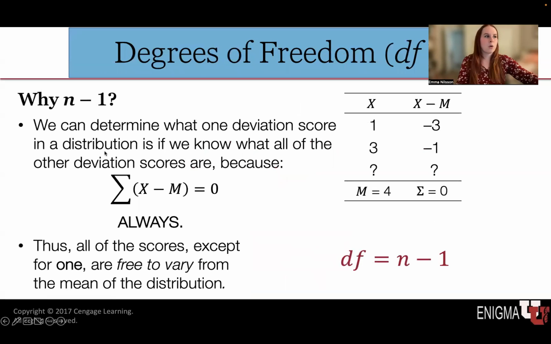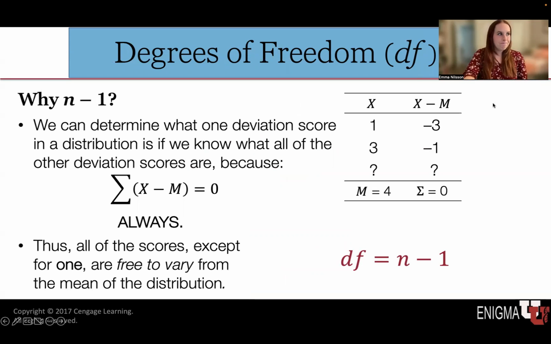Let's talk a little bit more about why n minus 1 is an appropriate assumption to make when we're calculating unbiased statistics. The reason for this involves a topic called degrees of freedom. Let's say that we have a data set that looks like this. We know that one value is 1, one value is 3, but we don't know what the last value is. However, we know that the mean is 4.